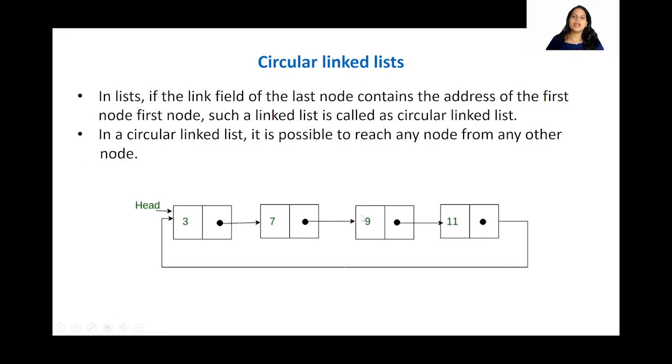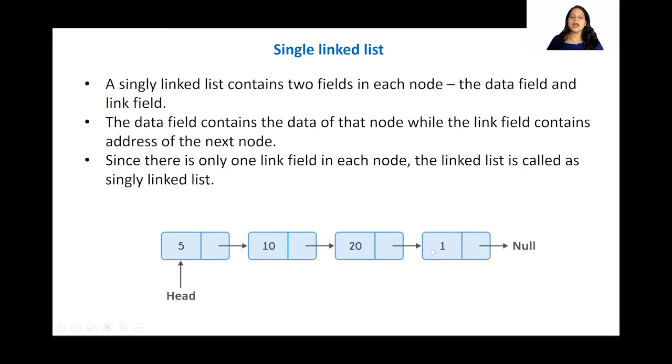The next one we have is the circular linked list. Now, what is the difference between this and a singly linked list? So, see here carefully. In a list, if the link field of the last node contains the address of the first node, such a linked list is called a circular list. So, what is happening here? In the previous one, which was the singly linked list, the last node had the address part null. So in that case, it is called a singly linked list.